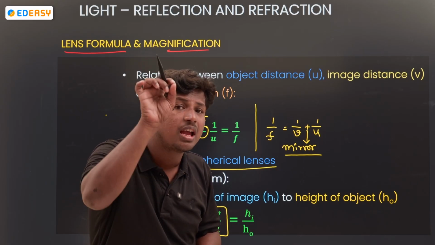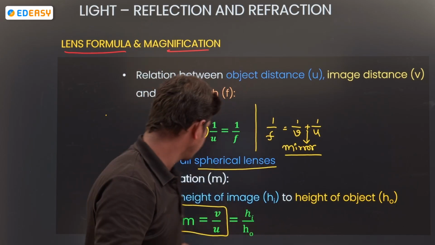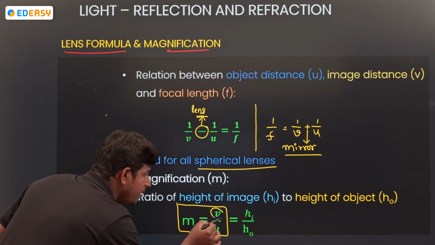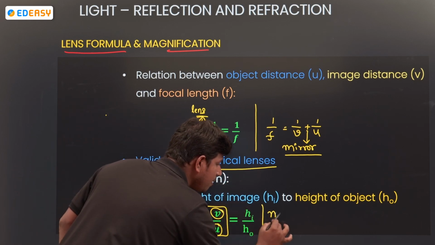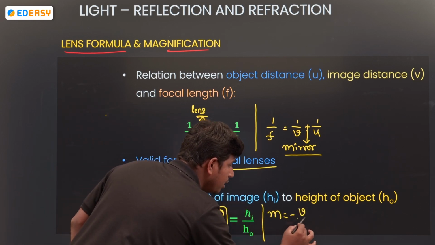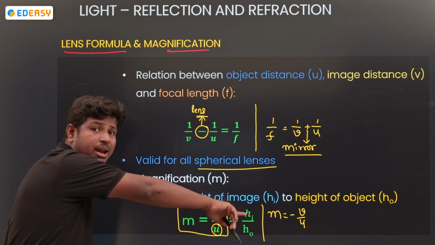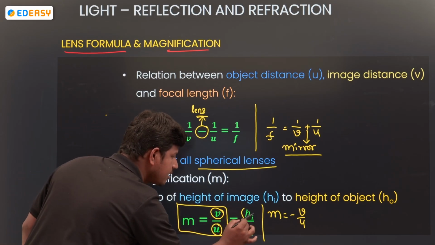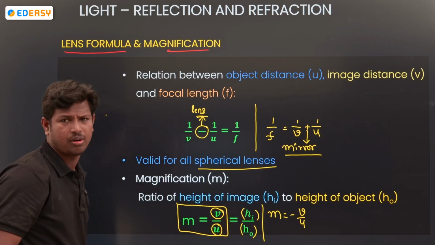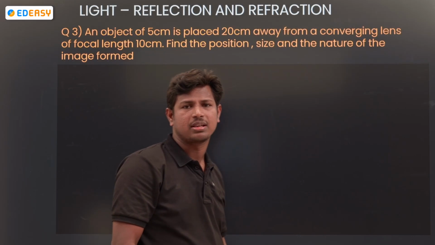So magnification is nothing but the image with respect to the object. See here, v by u. If you take a mirror, we take minus v by u. Remember, I am explaining both at a time. For the mirror formula it is minus v by u, in the lens it is v by u only, and the heights, h_i by h_0, are similar. Height of the image by height of the object for magnification.